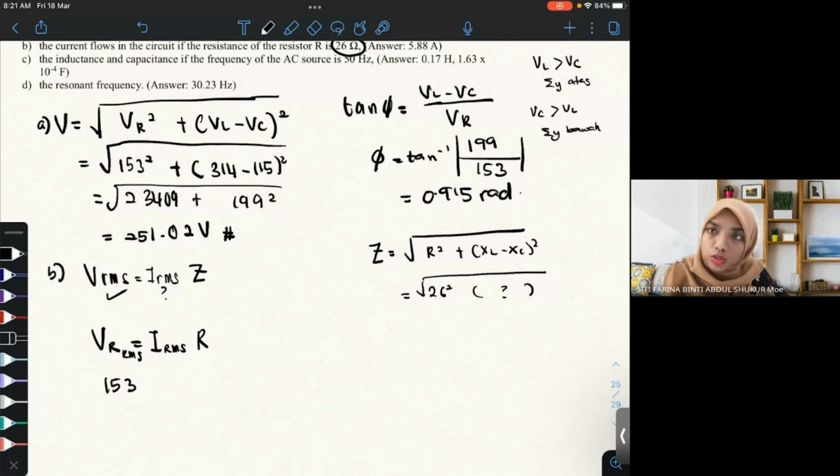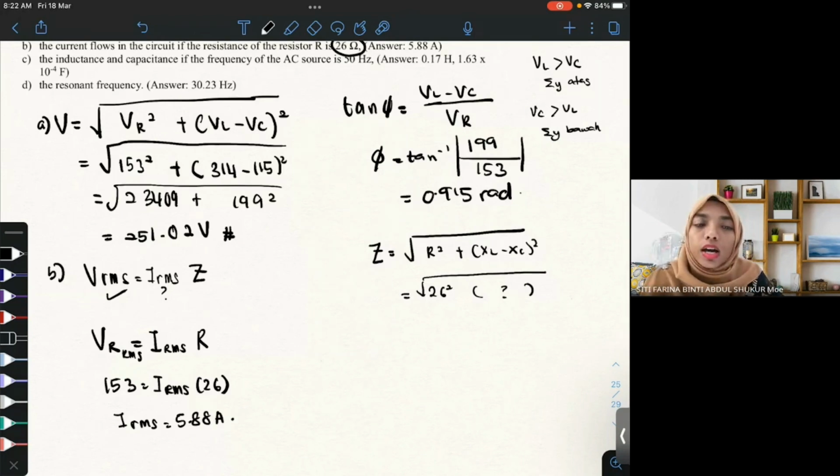So you're going to take the value of voltage across resistor 153. 153 is equals to current yang kita nak cari. R kamu adalah 26 given in the question. 153 divide 26. You should get your IRMS as 5.88 ampere. Are we all good here?